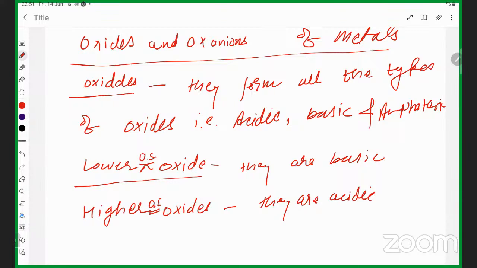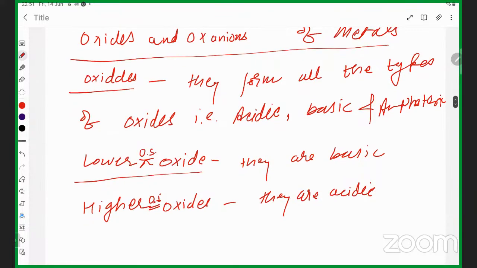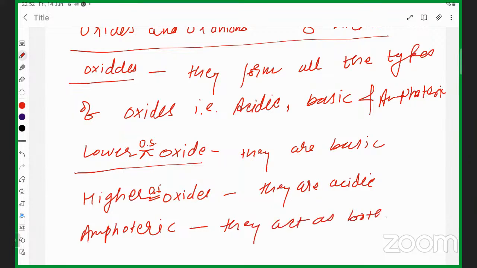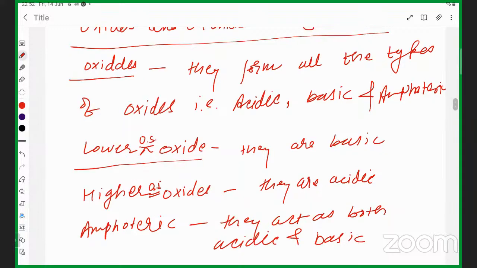And those in between are amphoteric. Amphoteric oxides are also there, right? I am writing amphoteric now. They act as both what? Acidic and basic. They act as both acidic and basic.